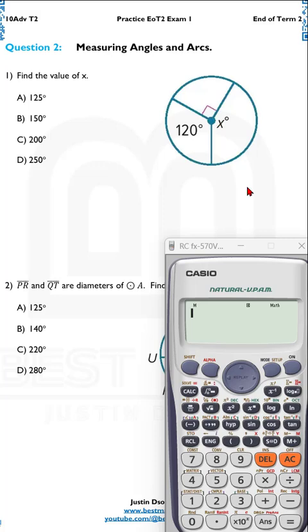Here we have to find this x degrees. We know the total circle is 360 degrees. It'll be minus what is known, it's 120. And what is the other angle? This is 90, right angle. So the remaining is x, it's 150 degrees, option B.